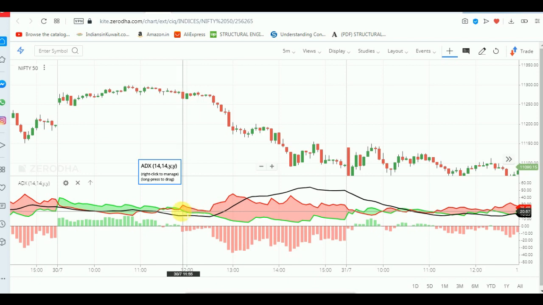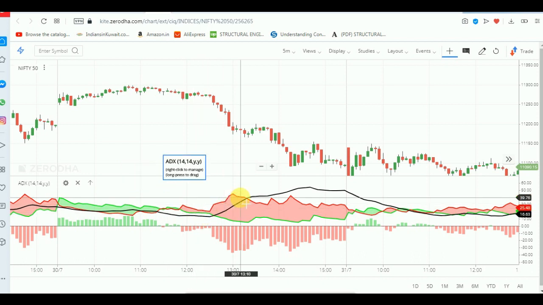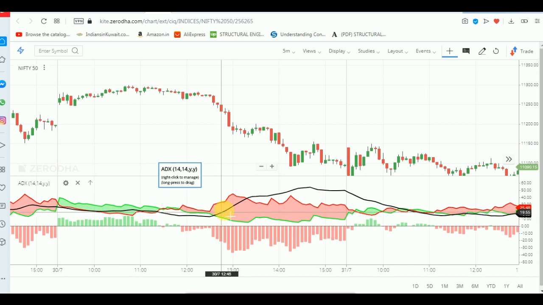So if it is below 20, then the trader won't do a trade on that particular stock, and if it starts moving above 20, then only traders used to enter the market, because it is believed that if it moves above 20 levels, then the market will have a good movement.